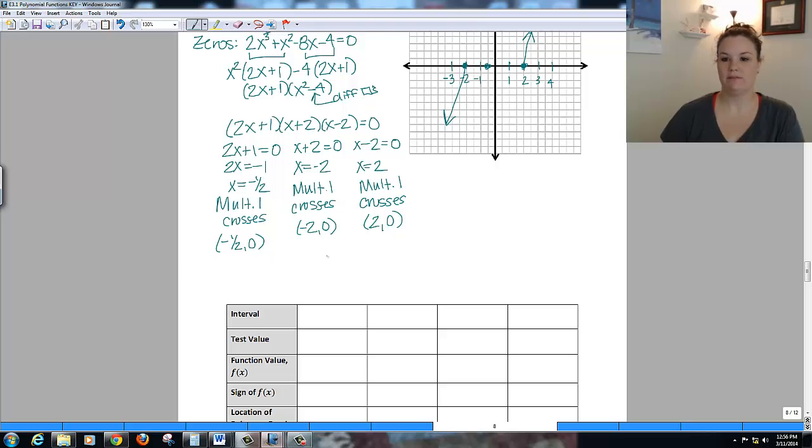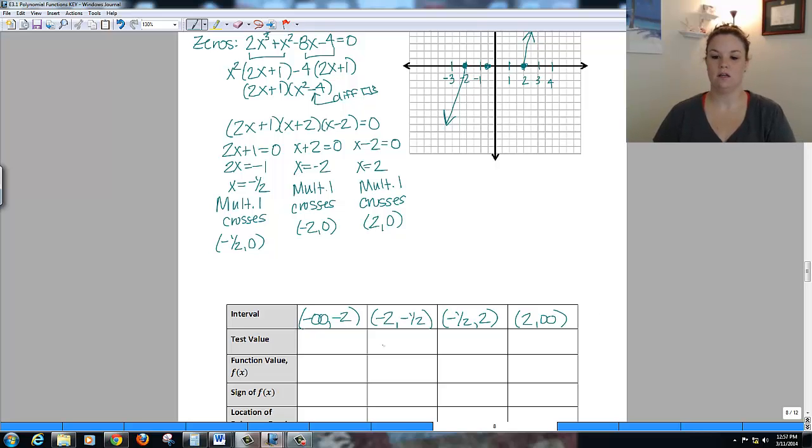Okay. So my first interval is going to be from -∞ up to my first 0, which is -2. And then from -2 to my next 0, which is at -1/2. Then -1/2 to my next 0, which is at +2. And then from +2 on out to infinity. Okay. So I'm going to pick a test value in each of these intervals. From -∞ to -2, I'm just going to plug in -3. Between -2 and -1/2, I'm going to plug in 0.